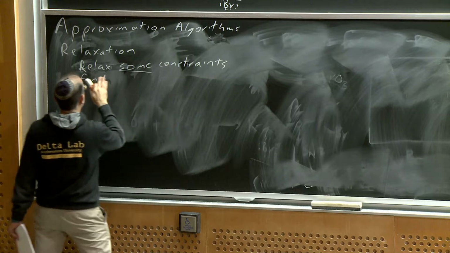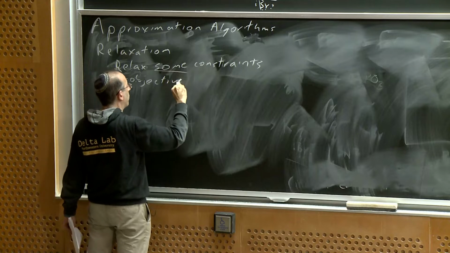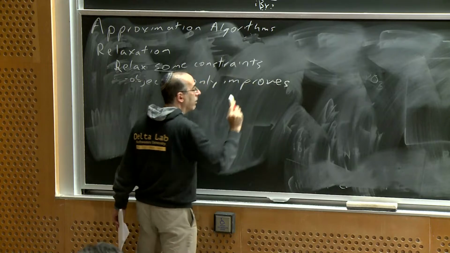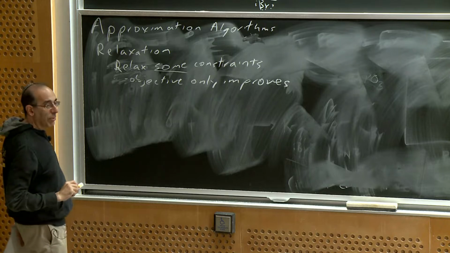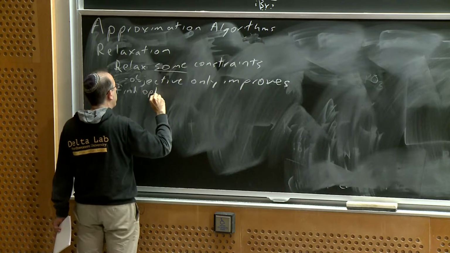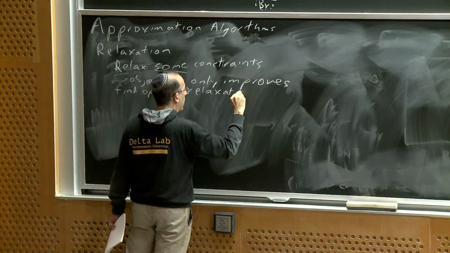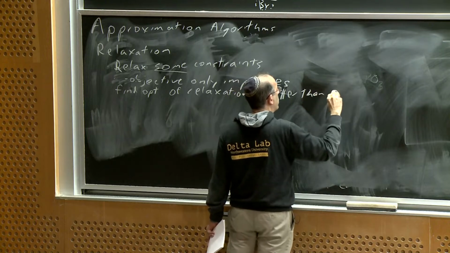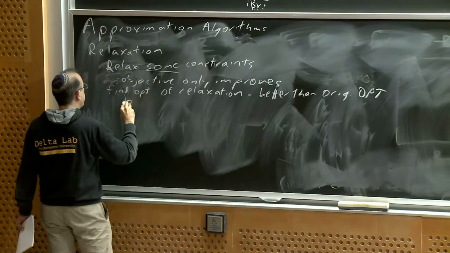Now notice that since we're relaxing constraints, we're making them looser. The objective only improves. If it's a minimization problem, the value you can achieve gets smaller. For a maximization problem, the value you can achieve gets larger. You find an optimum of the relaxation, and that means that it's going to be better than the original opt. But it's not feasible.